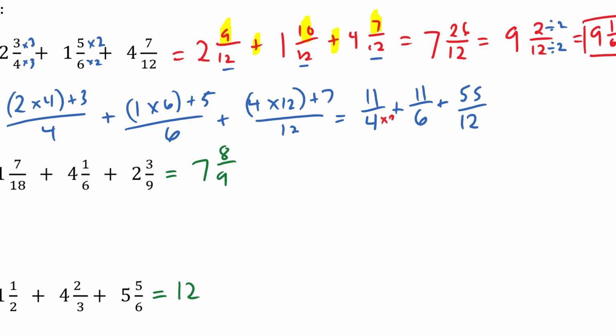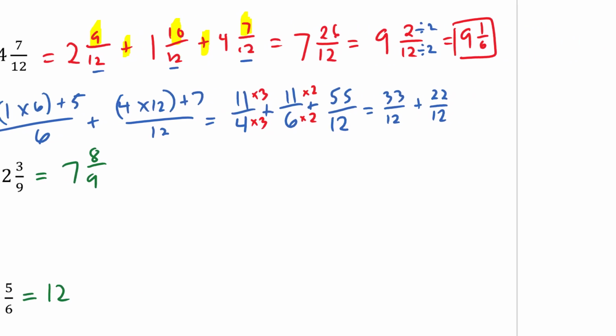We're going to get 12, multiply those by 3, multiply those by 2, and this one is already set as 12. So 33 over 12 plus 22 over 12 plus 55 over 12. You can see now we have a common denominator of 12. We then do the math with the numerators. 33 plus 22 is 55. 55 plus 55 is 110.